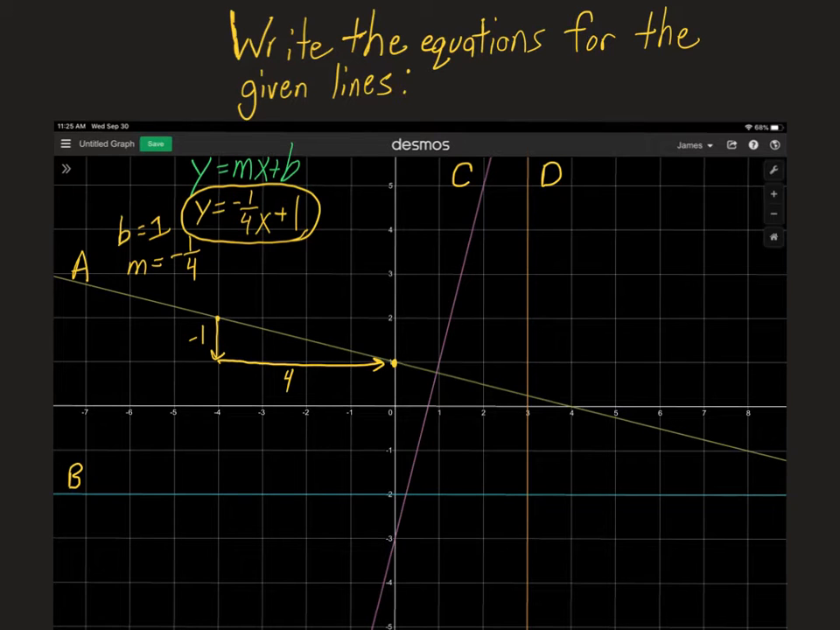B is our special case. It's horizontal. It's going right through negative 2, and it's crossing the y-axis, which means it's crossing y at negative 2, and that's it. That's all I need to write my special case equation.